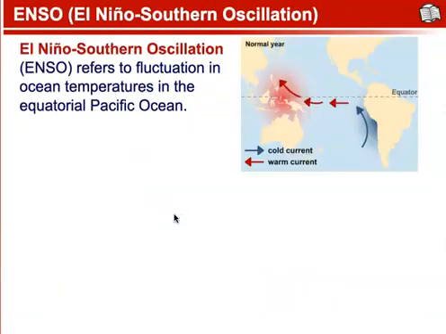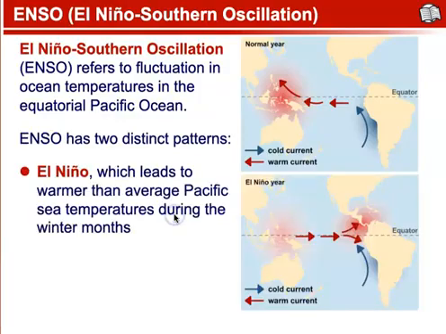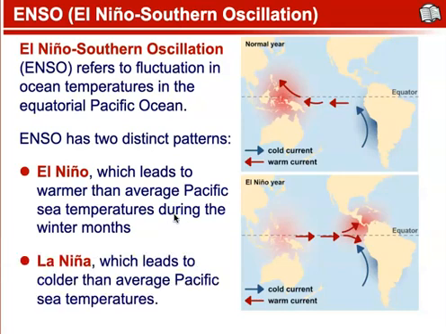The El Niño Southern Oscillation. El Niño Southern Oscillation refers to the fluctuation in ocean temperatures in the equatorial Pacific Ocean. It has two distinct patterns. The first is El Niño, which leads to warmer than average Pacific sea temperatures during the winter months. The second is La Niña, which leads to colder than average Pacific sea temperatures.